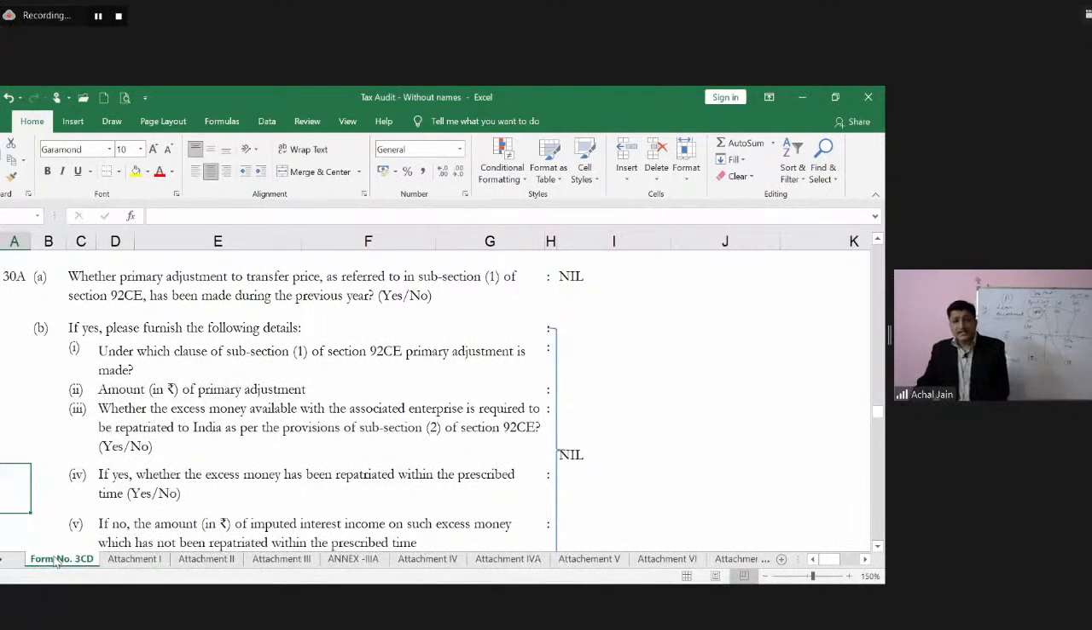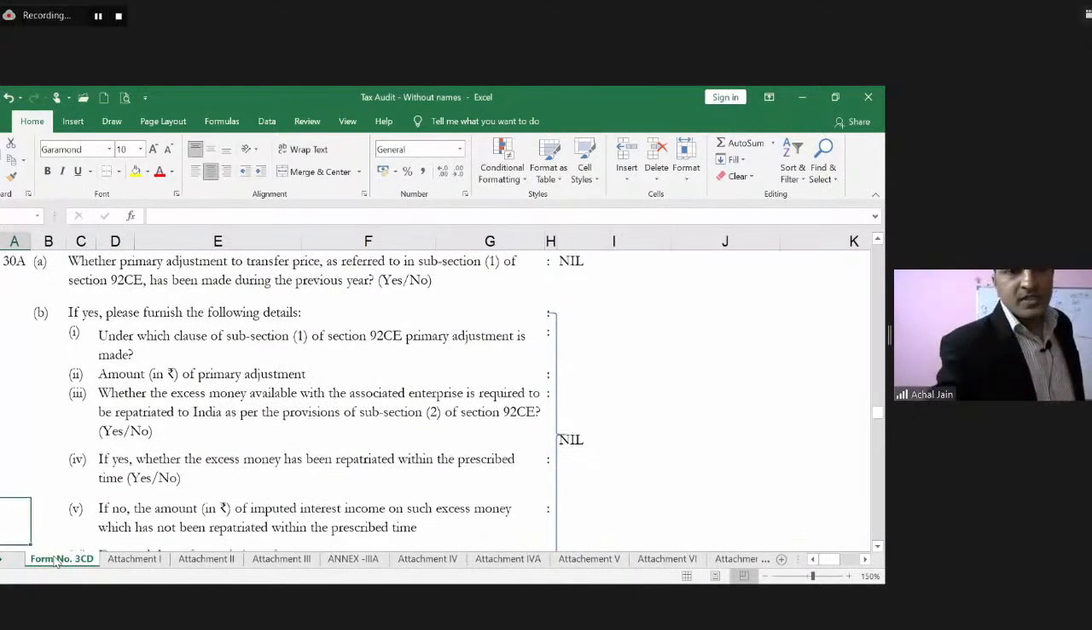If yes, whether excess money has been repatriated within the prescribed time. If no, amount of imputed interest income on such excess money which has not been repatriated within the prescribed time. Expected date of repatriation of money.